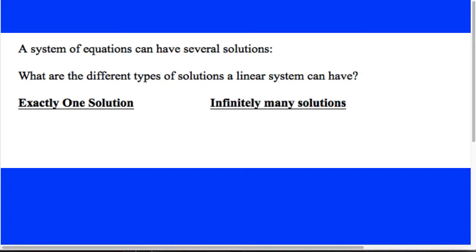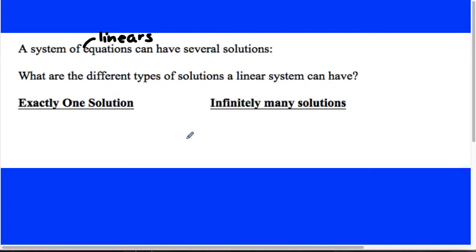Hi everyone, so today I'm going to be doing a quick review of a system of linear equations. Okay, well first of all, a system of linear equations is when you have two equations with two variables, sometimes one variable, and you can solve them together.